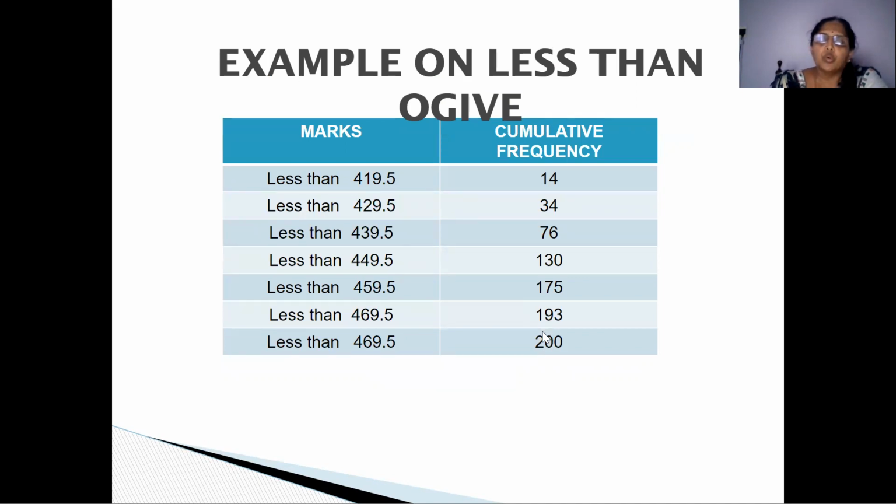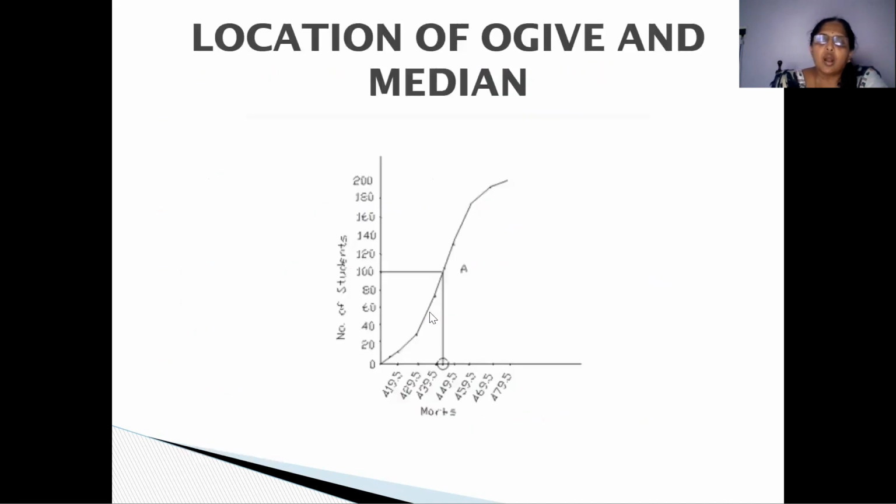200 divided by 2. How much? 100. So 100 is here. So perpendicular to this, here it intersects here. This is 100. So 200 divided by 2. We know the positional formula. What is that positional formula?